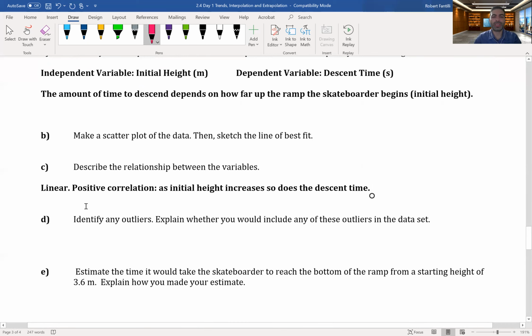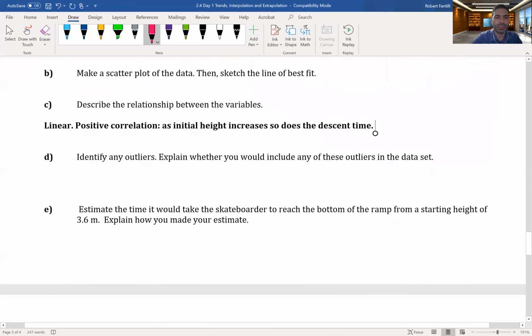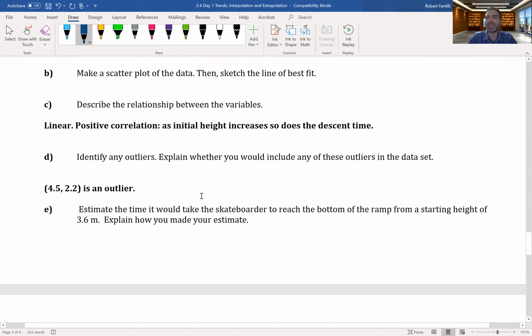Identify any outliers. Okay, so there's that question I was talking about. That was the coordinate 4.5, 2.2. So I'm just going to write that here. Easier to type it. Okay, so 4.5, 2.2. That's really a coordinate, so let's put that in brackets. (4.5, 2.2) is an outlier. It says, explain whether you would include any of these outliers in the data set. We're going to include it because it's part of the data. So I'm going to say yes.